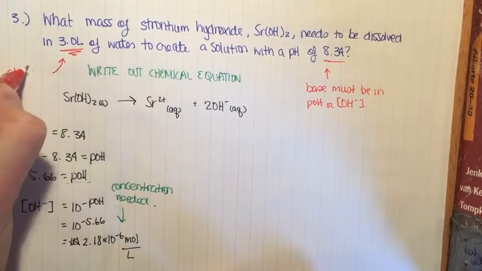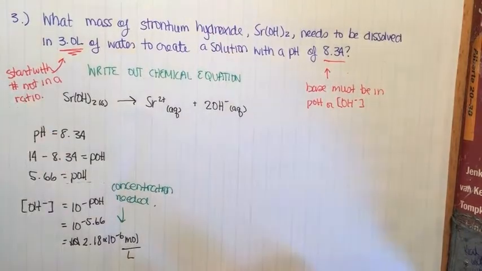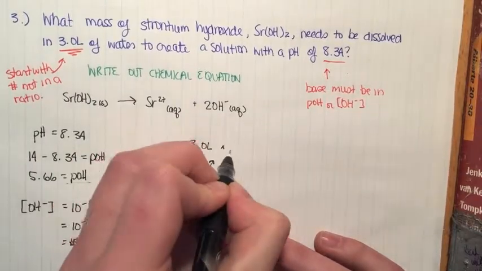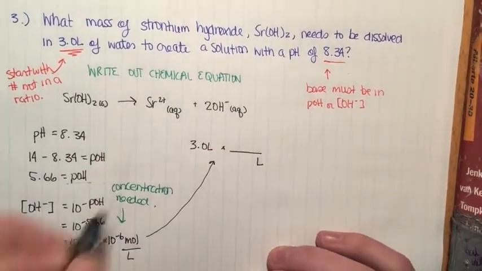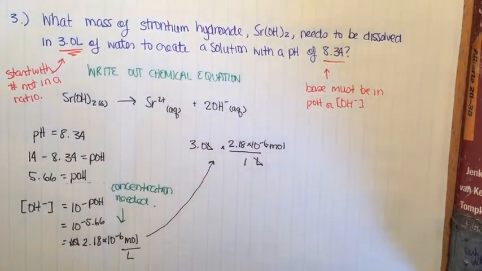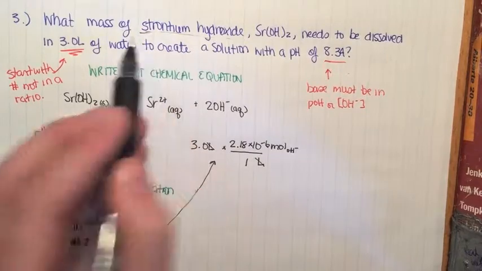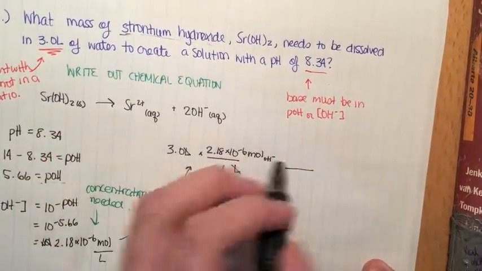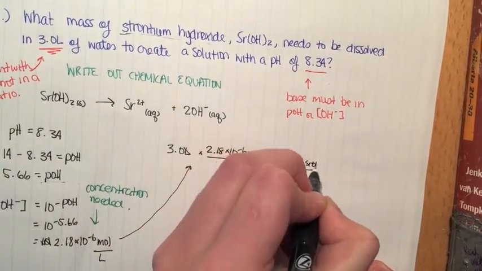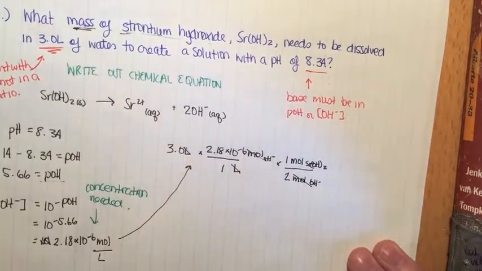Starting with our non-ratio number, which is 3.0 liters. Using our 3.0 liters, we're going to write that out, and we're going to use the concentration that we found earlier and put the liters on the bottom so they will cancel out and the moles on the top. Since we are looking for the entire mass of strontium hydroxide, we need to convert our just OH into the entire thing. Using the molar ratio, we put 2 moles of OH that we found in our equation on the bottom and 1 mole of strontium hydroxide on the top. So the OH moles cancel out and you're just left with the strontium hydroxide.